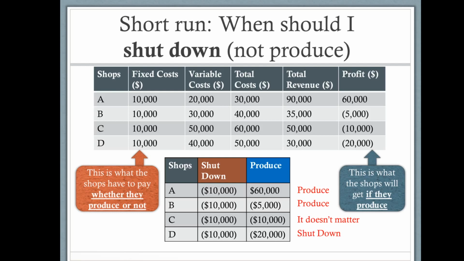So that's what happens in the short run, when new firms cannot get into the market and existing firms cannot exit the market completely. So you have to decide when you should shut down your company.